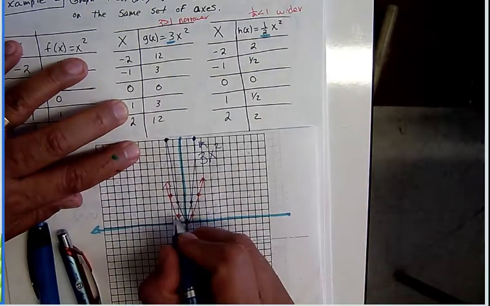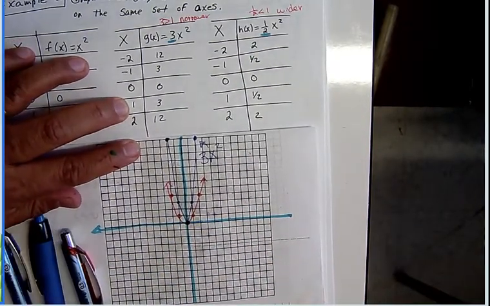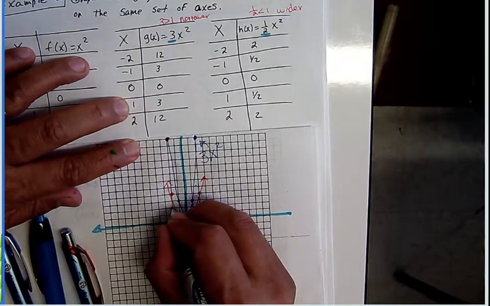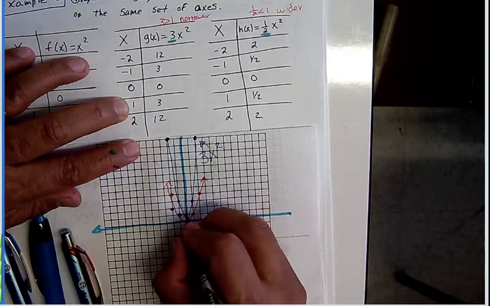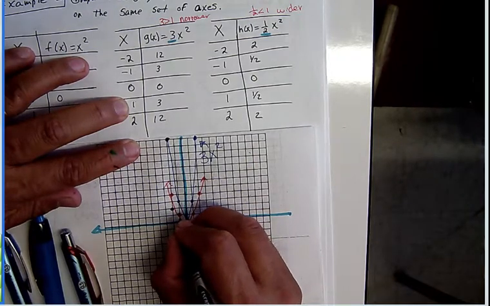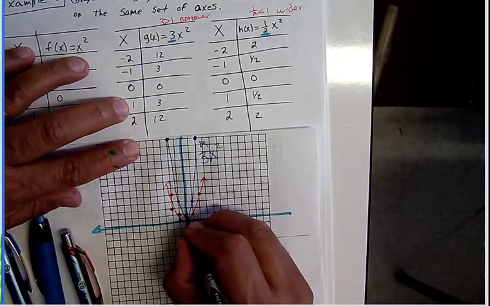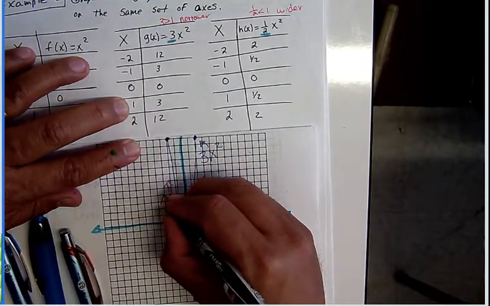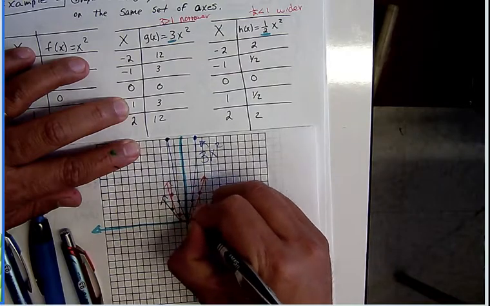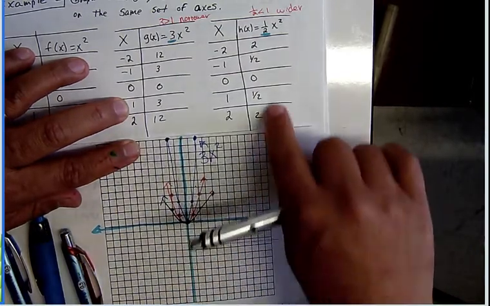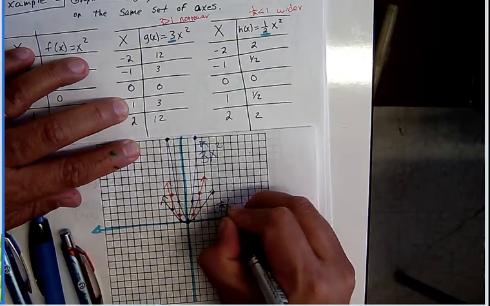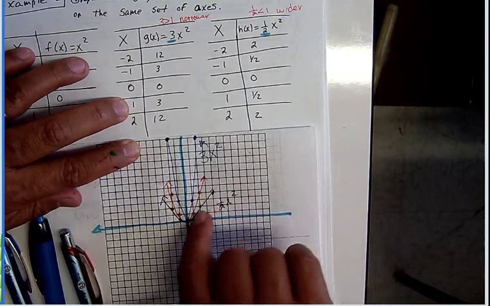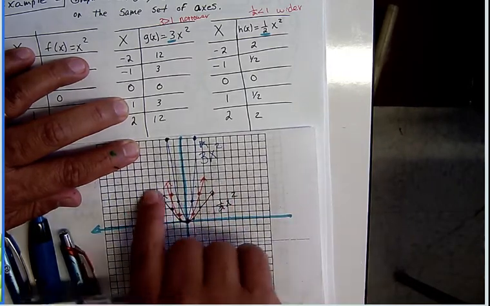Let me see. So negative 2, negative 2, 2, so negative 2, 2 about here. Negative 1, 1 half. So right there, 0, 0 again, and then 1, 1 half, and then 2, 2. So this graph looks like this. So this is the 1 half x squared. So when the a is less than 1, it becomes wider, the graph.